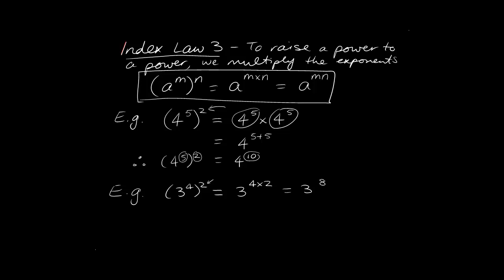Alright, let's have a look at some slightly harder examples. Suppose I've got 8 to the power of 7 all squared, and then times 8 squared all raised to the power of 4. By index law 3, the first part becomes 8 to the power of 7 times 2, which is 14. And then here I'm raising the 8 squared to the power of 4. By index law 3 again, this becomes 8 to the power of 2 times 4, which is 8.